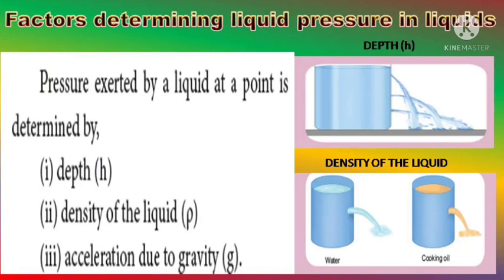Factors determining pressure in liquids. Dear students, we have already defined pressure. Now we are going to see the factors which have an impact on pressure. Yes, the first one is depth, that is h. The second one is density of the liquid, that is rho. The third one is acceleration due to gravity, that is g. Now we will see the explanation of the pressure factors shown in the slide.